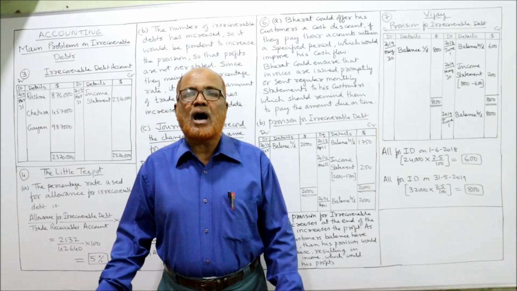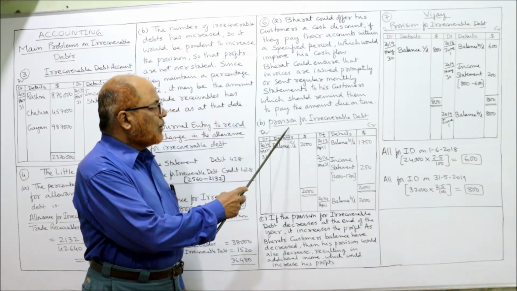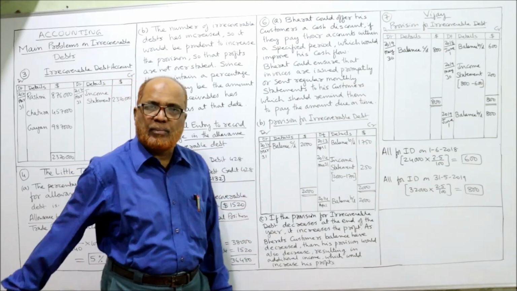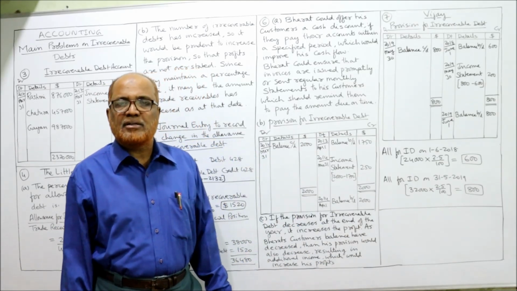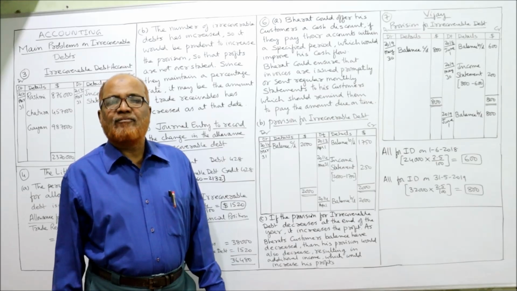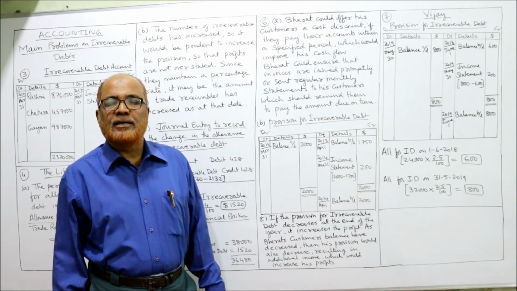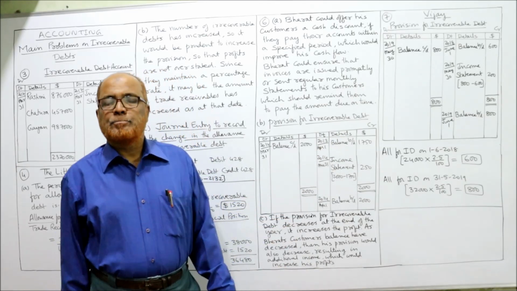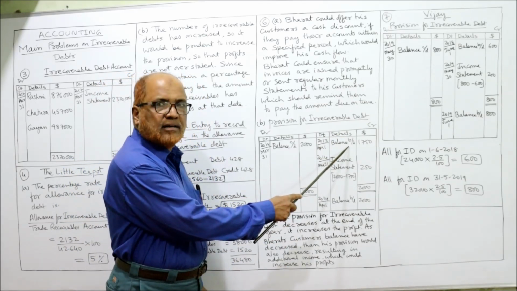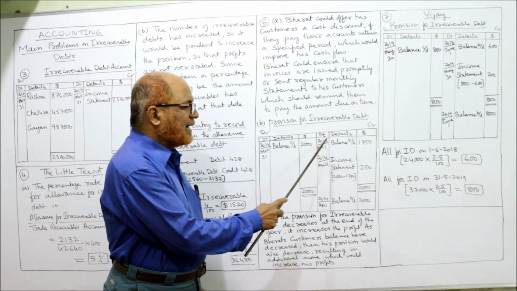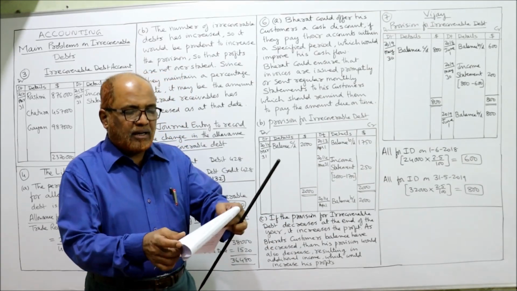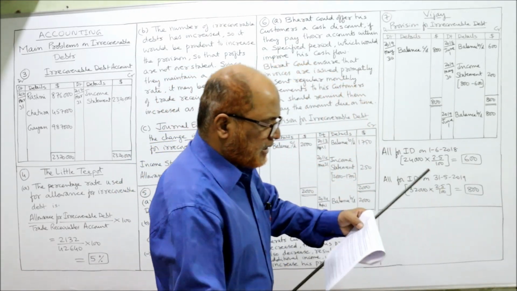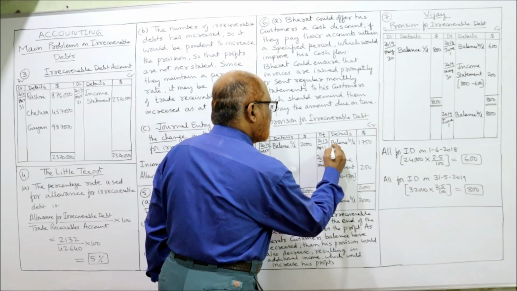Simply we have to make an account. Provision for irrecoverable debt account, or we can write allowance for irrecoverable debt account. Both mean the same, right? First of all, beginning 1st April 2013, credit side, balance brought down. Balance brought down, credit side, 1st April 2013, beginning of the year. The beginning of the year, the trade receivables are 35,000. So I am taking 35,000 into 5 by 100.